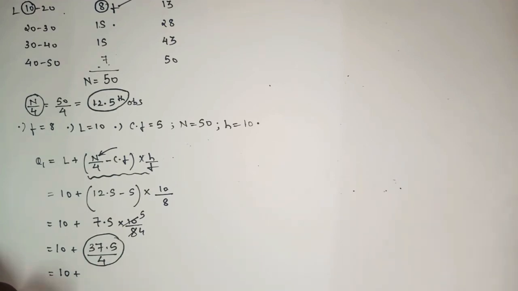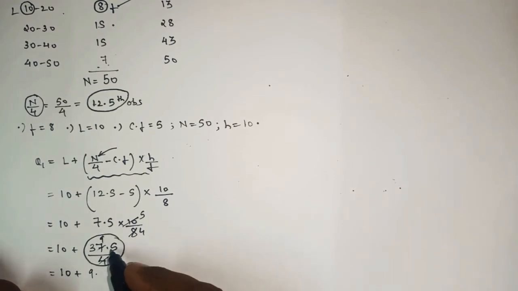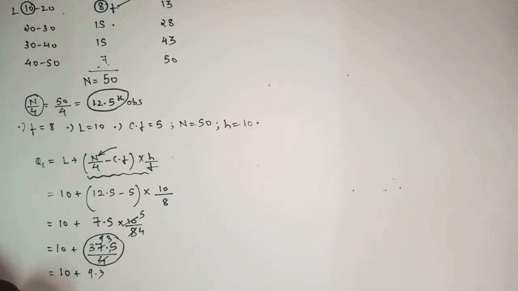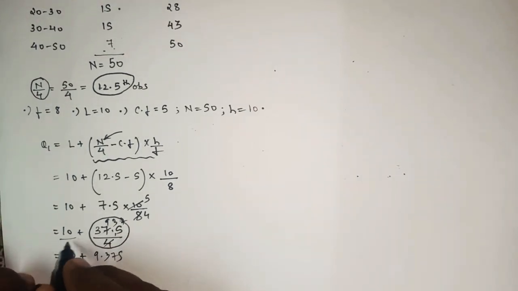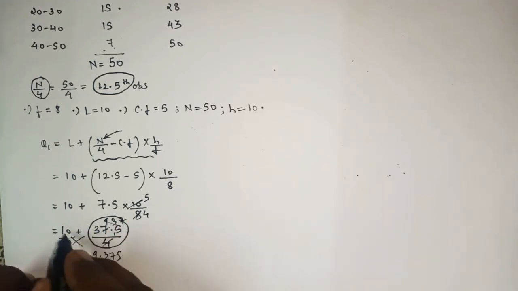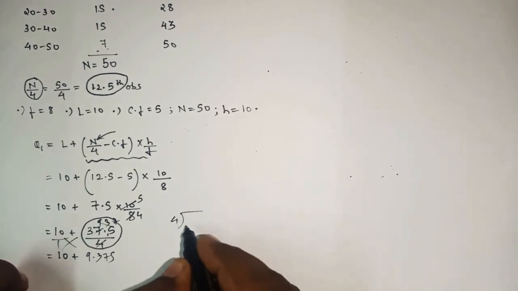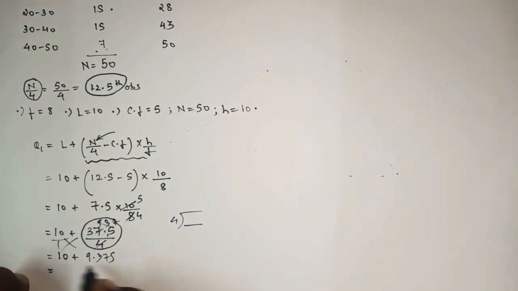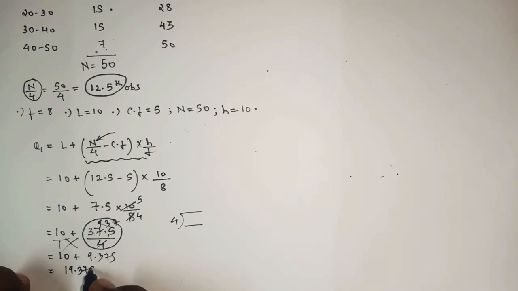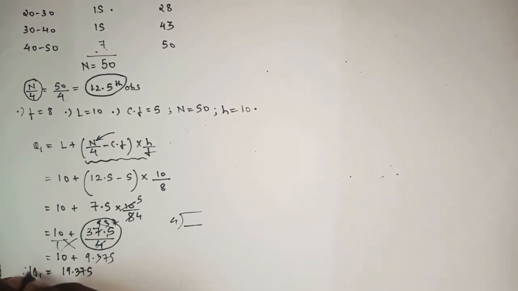37.5 divided by 4. 4 9s are 36. So we are left with 1.5. 4 3s are 12, 4 7s are 28, and then we are left with 5. So here you will get 9.375. If you want, you can cross it, you will get some number in the numerator and in the denominator you will get 4. Then divide that number by 4, you will get the same answer. When you add, you will get 19.375. So that's the answer for Q1.